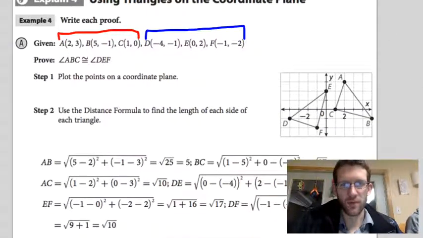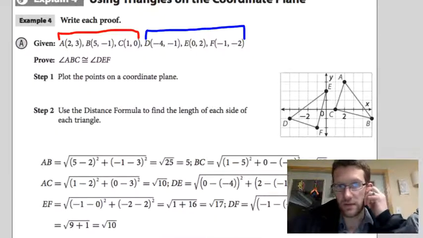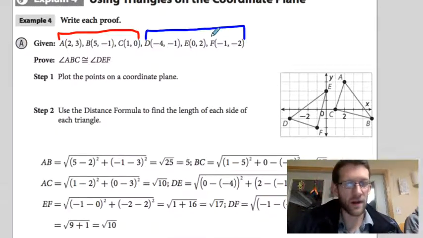Well, unless it's a right angle at this point, the only real tool we have is side, side, side, right? Because we can calculate lengths in the coordinate plane. So I can calculate what AB is, I can calculate what BC is, and AC. Similarly, I can calculate DE, EF, and DF. I'm just going to extend down here so we can see it.